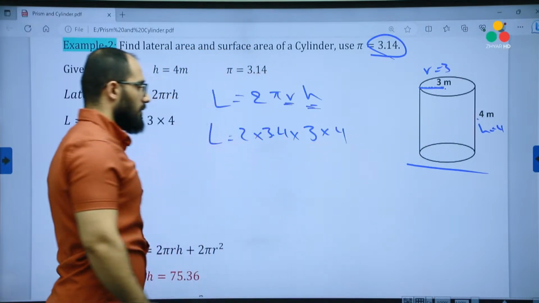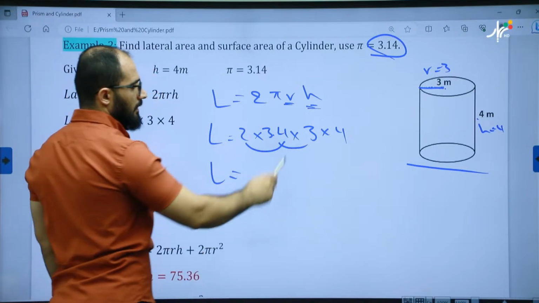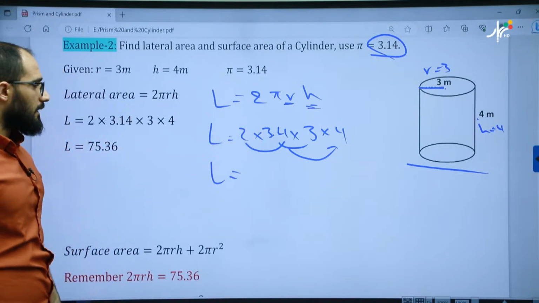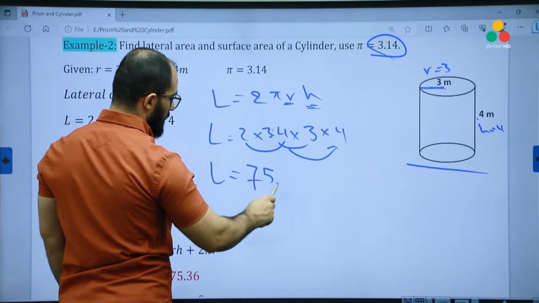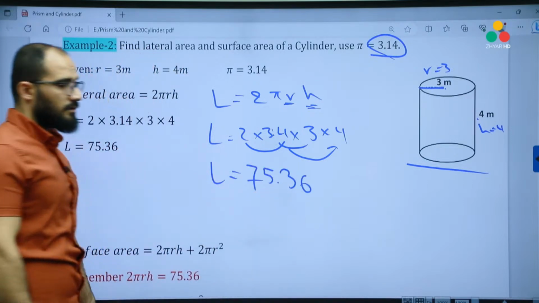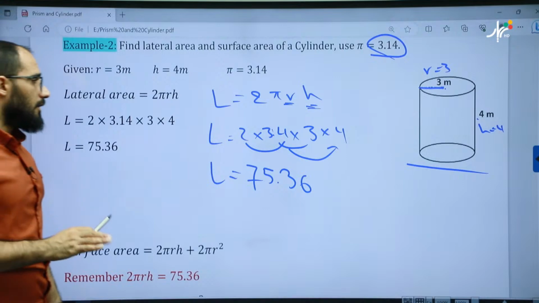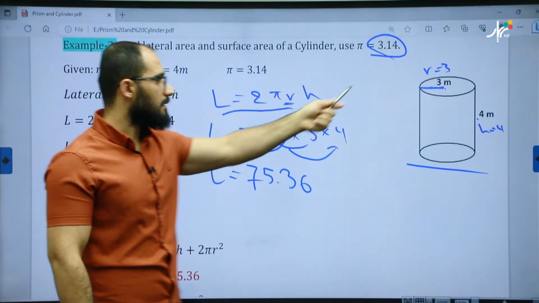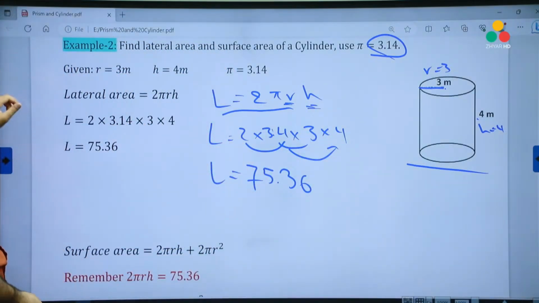4. So L is equal to 2 times 3, 6, times 4, 24. And 24 times 3.14, it's going to be 75.36. So the lateral area is 75.36. As I told you, the most important part is to know the rules. Okay, write the rule. 2 times pi is given, r is given, h is given. Just multiply them, then you will get the result.